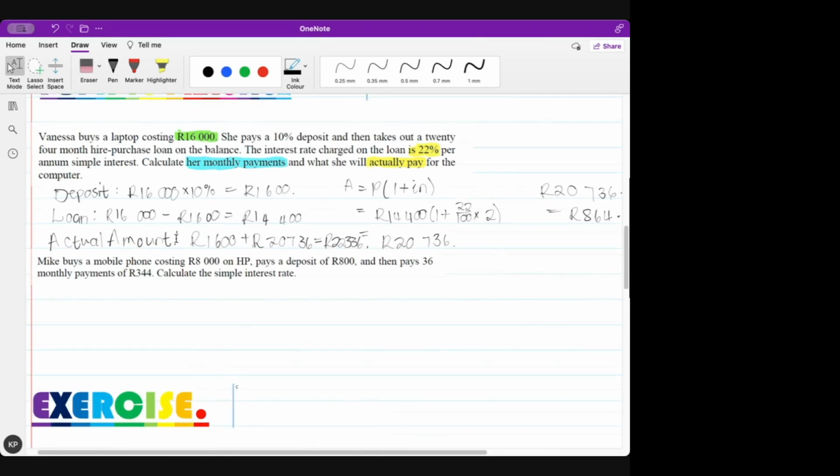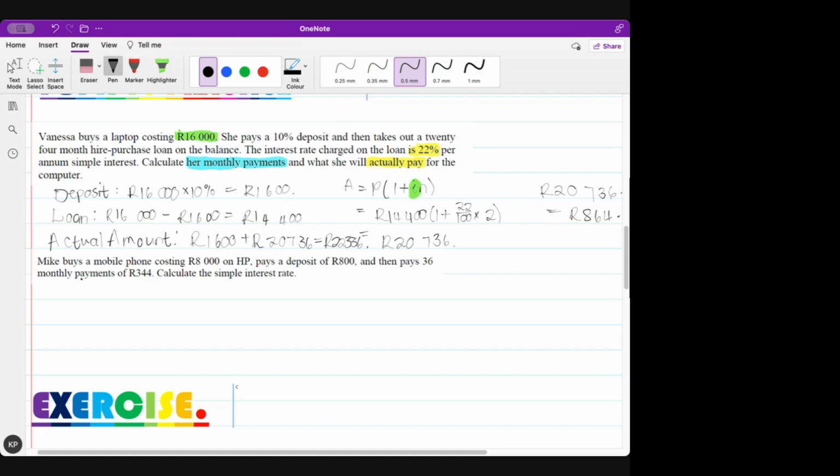Let's look at Mike, who buys a mobile phone costing 8,000 Rand on HP or hire purchase, pays a deposit of 800 Rand, then pays 36 monthly installment payments of 344 Rand. Calculate simple interest. So in this case, we're looking for the variable I. They've given us all the other information that we need here.